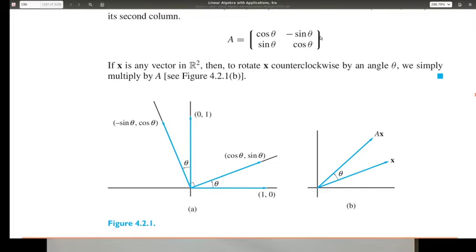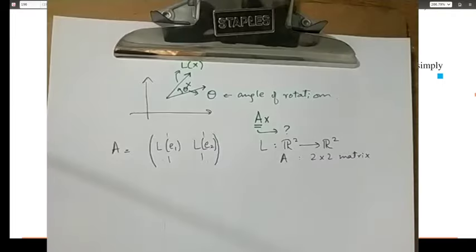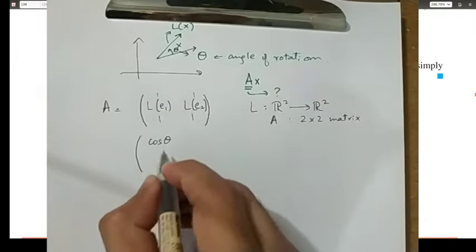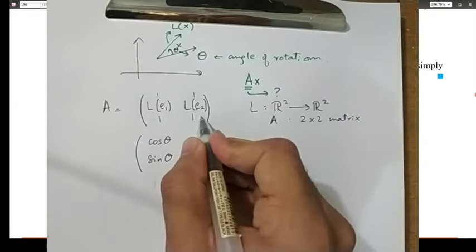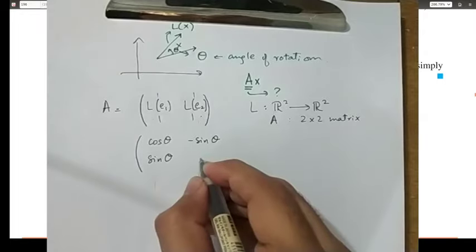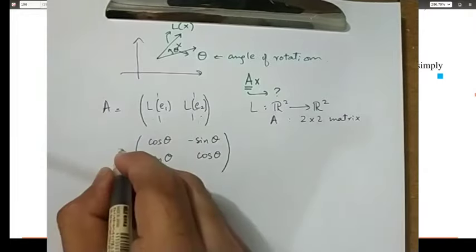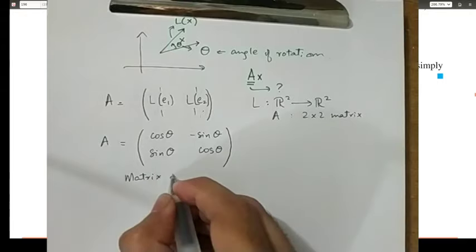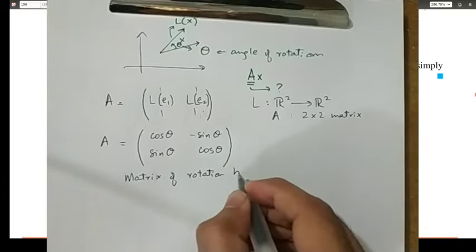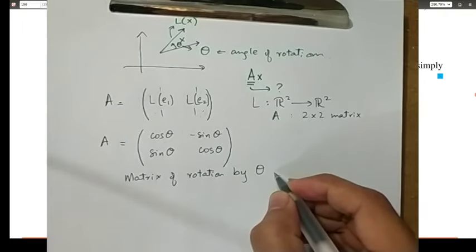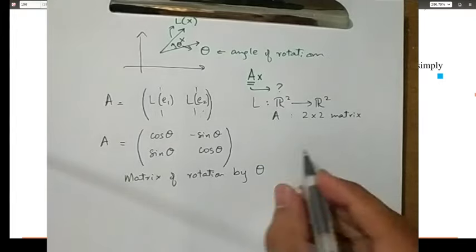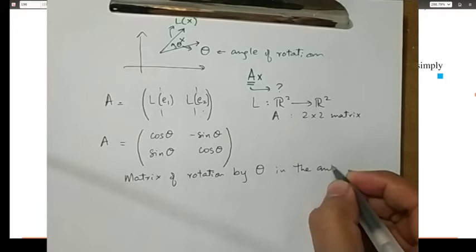So what's happening is essentially, for e1 the result is cosine theta, sine theta, and for e2 the result of the transformation is minus sine theta, cosine theta, and this is your matrix A. So this is the matrix of rotation by theta in the anti-clockwise direction.